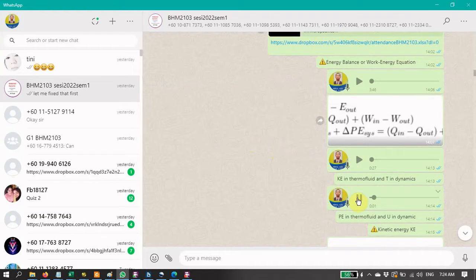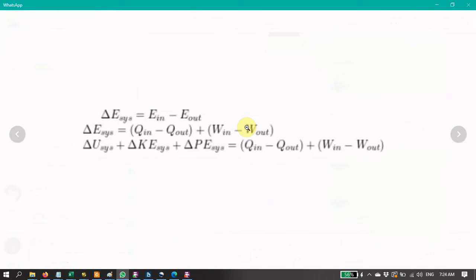Right, the symbol that we use, right? So we have KE in thermofluid and T in dynamics. To be honest, I like to use KE rather than T, right? So I prefer to use KE in all of my lectures. And for potential energy, I'm going to use PE rather than using delta U, using U, right?